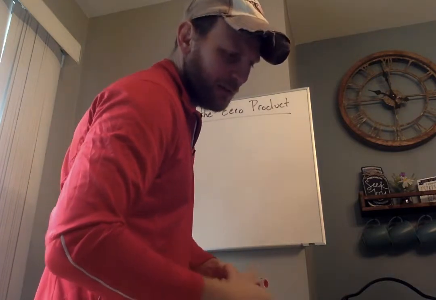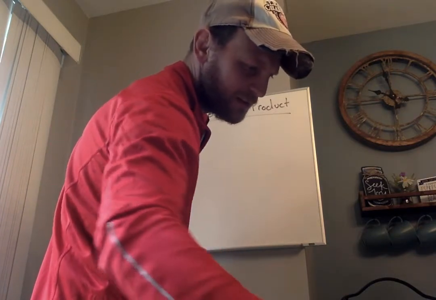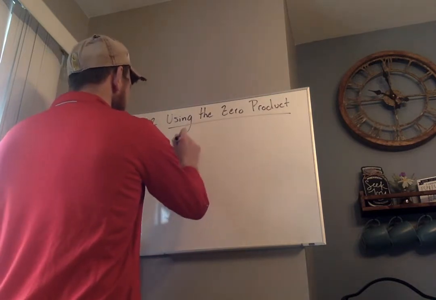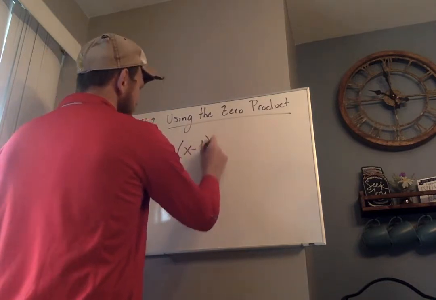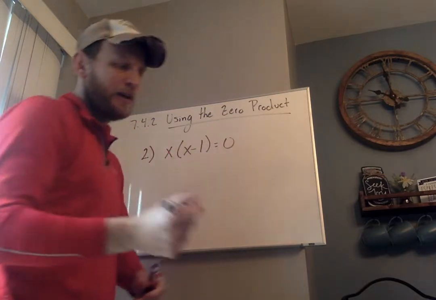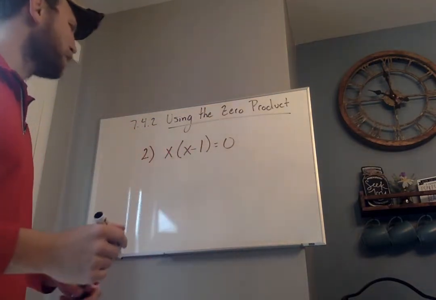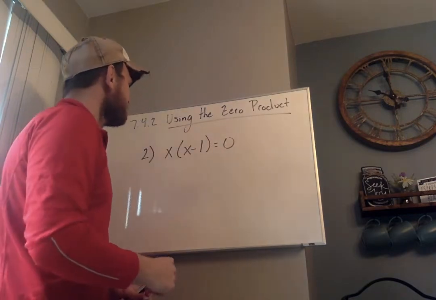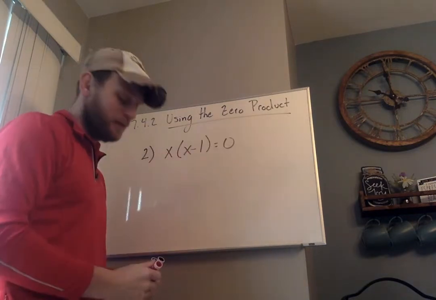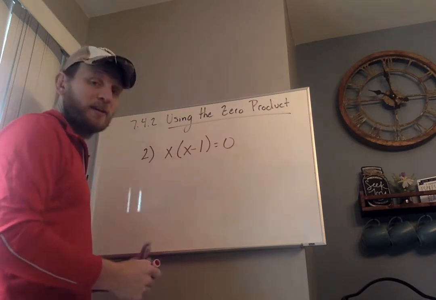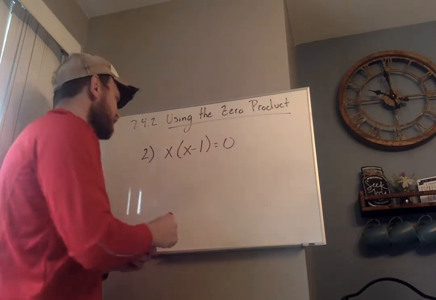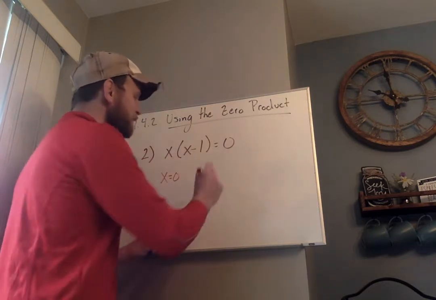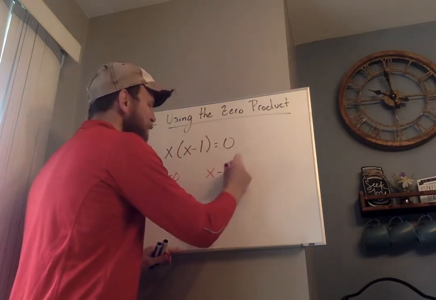Now, let's look at number 2. A little easy on you guys. Make that harder. We have x times x minus 1 equals 0. So, what am I doing here? Perfect. You're going to set x equal to 0, and you're going to set x minus 1 equal to 0.